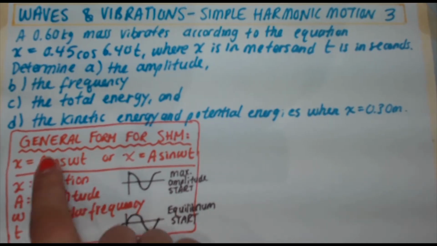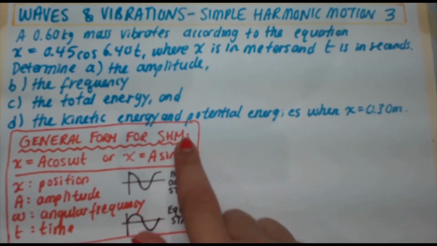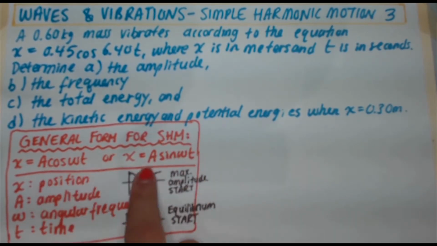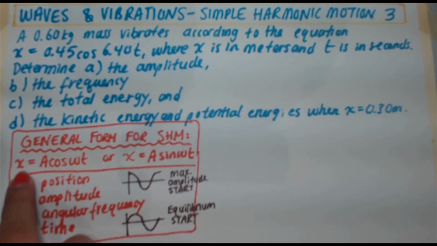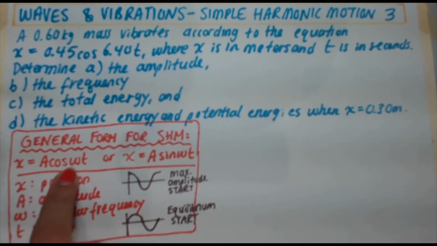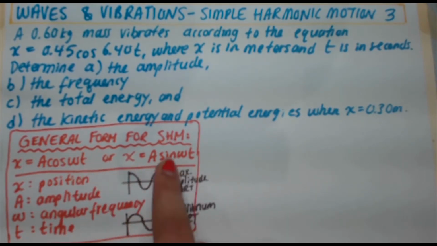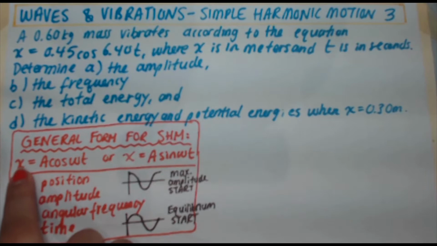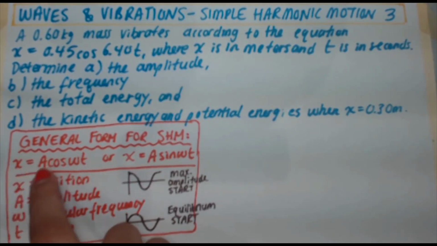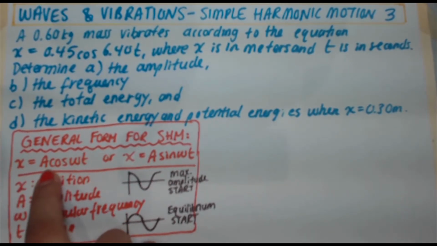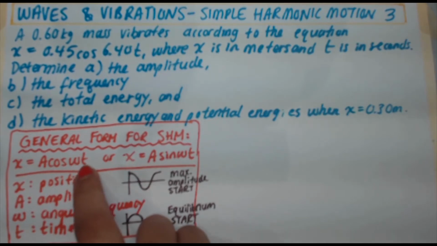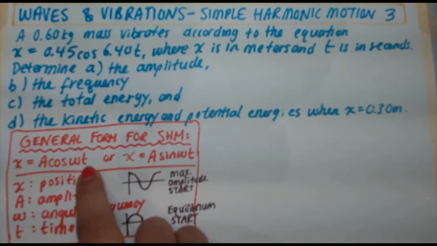So a bit of theory before we start this problem. The general form for simple harmonic motion is given in terms of the trig functions sine and cosine. x equals A cosine omega t or x equals A sine omega t. Let's go through what the variables mean first. x is the position of the spring. A is the amplitude, omega is the angular frequency, and t is the amount of time that has elapsed.